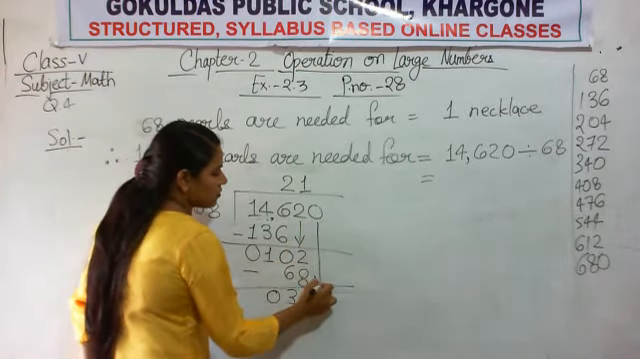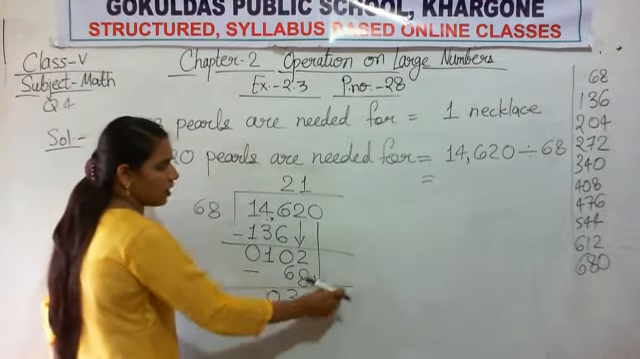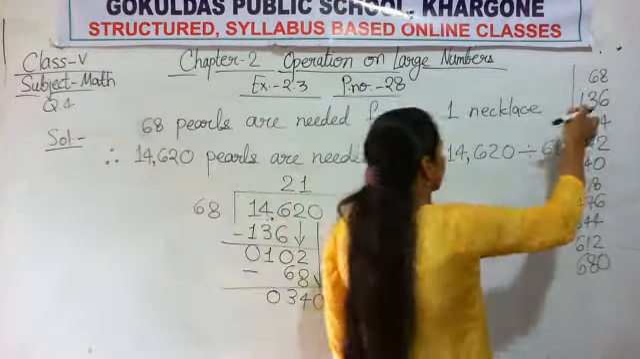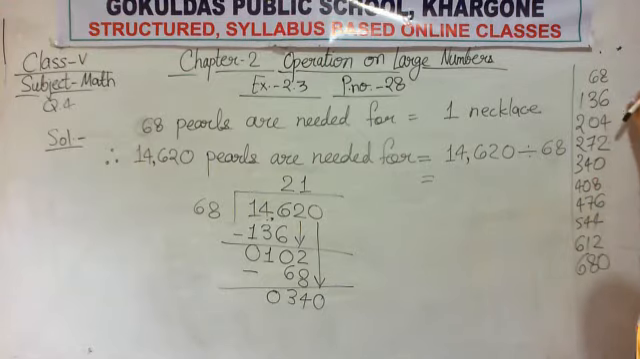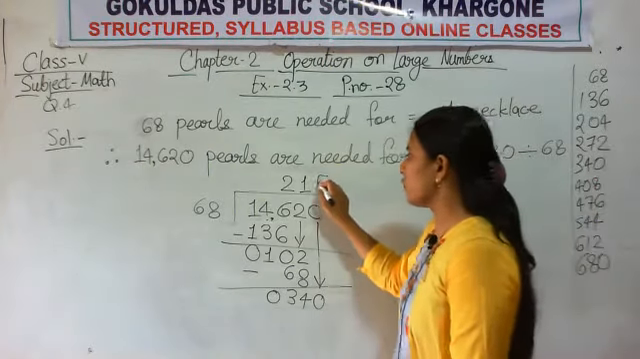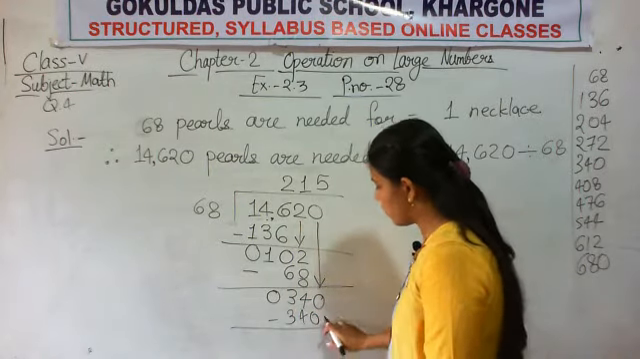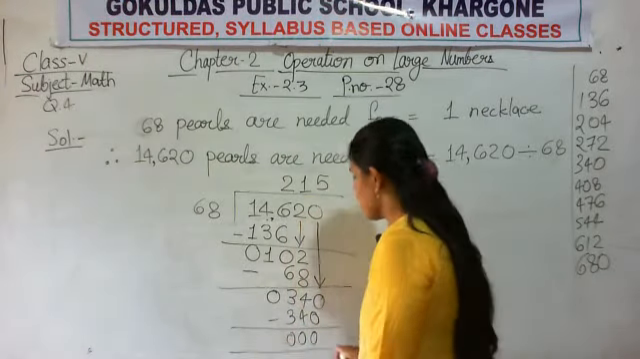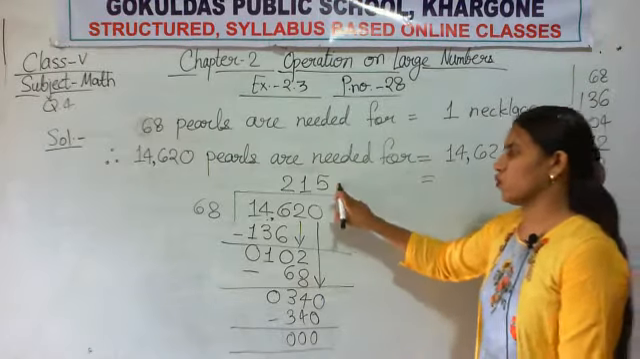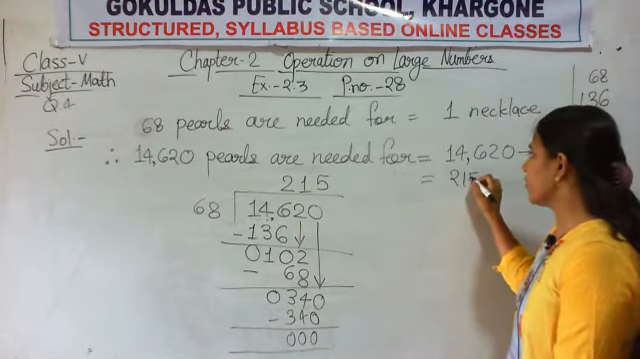So you will bring down this 0 over here. Now observe that 340 comes in the table of 68. Yes, it comes in the table of 68. In how many times? 1, 2, 3, 4, 5. In 5 times. So you will write 5 over here and 340 over here. Subtract both the numbers. 0 minus 0 is 0. 4 minus 4 is 0. 3 minus 3 is 0. So it is the answer of the division process and your answer is 215.